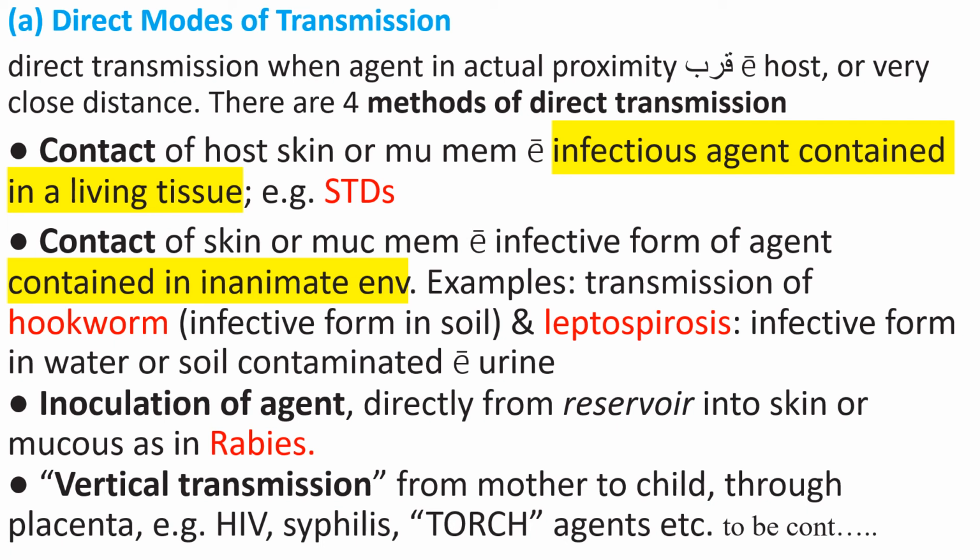First, contact of host skin or mucous membrane with infectious agent contained in a living tissue, sexually transmitted disease. Second, contact of skin or mucous membrane with infective form of agent contained in inanimate environment, like hookworm and leptospirosis. Third, inoculation of agent directly from reservoir into skin or mucous membrane, as rabies. Fourth, vertical transmission from mother to child through placenta, e.g. HIV, syphilis, and TORCH agents.